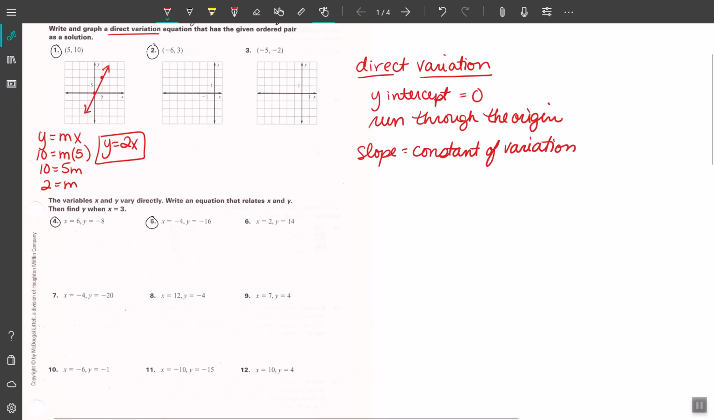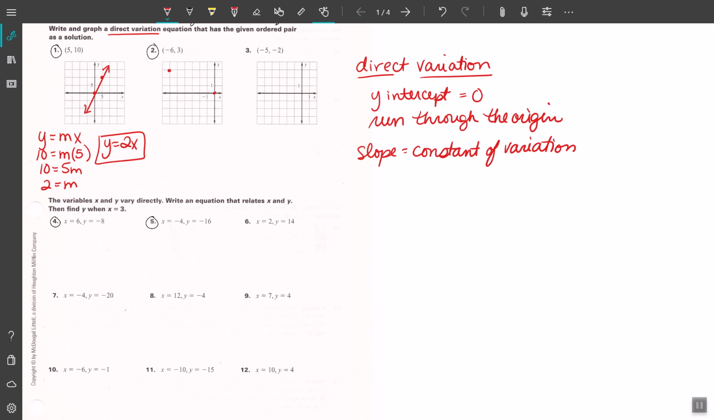Now number 2, I'm going to do it a little bit differently. You can do it the way we did it in number 1, or you could actually just start by graphing the point that you're given. And so I'm given negative 6, 3. So I'm going to plot that, negative 6, 3. And again, they told me this is direct variation. So I can plot my second point at the origin because I know my y-intercept is going to be 0, which means that this is going to run through the origin.